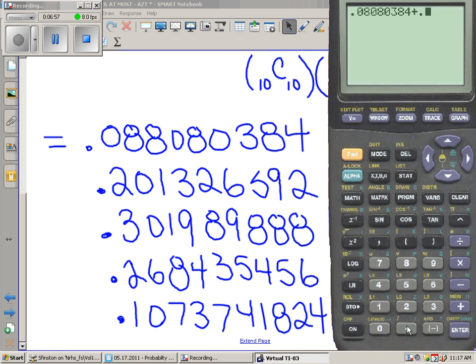0.0880380384 plus 0.201326592 plus 0.301989888. By the way, if anybody likes entering in numbers like this, you would make a good accountant. This is part of your job. Plus 1073. And that should be our answer.